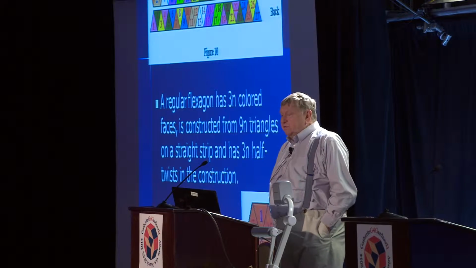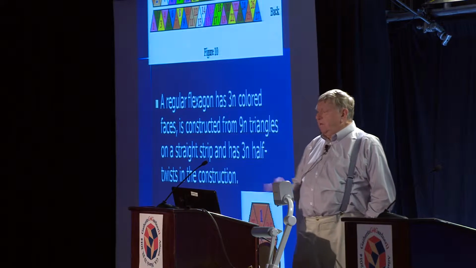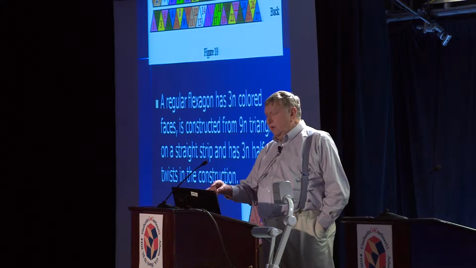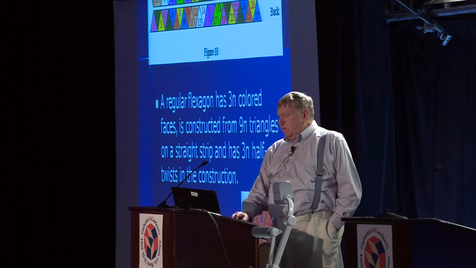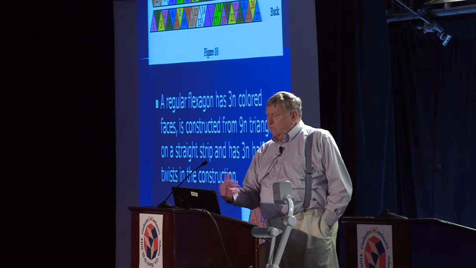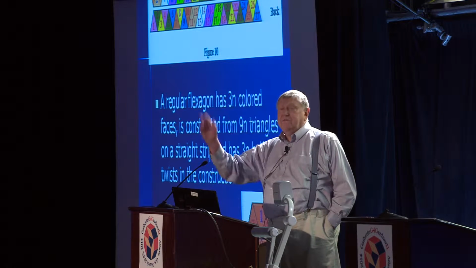A regular flexagon has 3 colored faces. I'm going to talk about the first 9, and then the second 9. We'll work with flexagons of order 3, 6, and 9, and we'll finish with those of order 12n for all n.